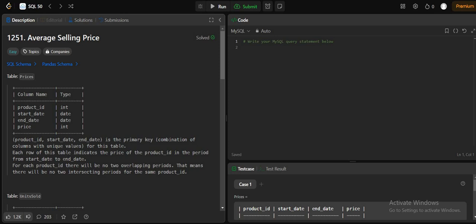So in our SQL series of solving Leetcode questions, I'm back with another brand new question, average selling price. Okay, so let's start with the question.